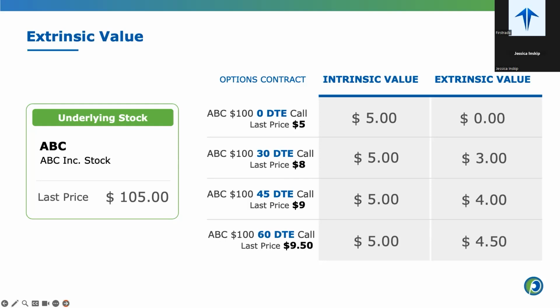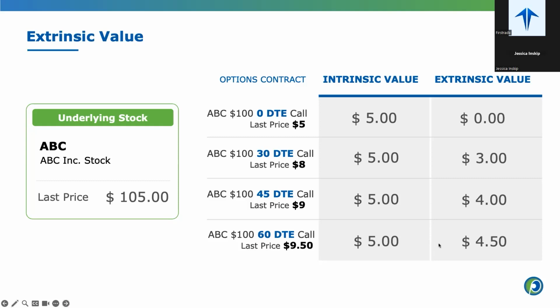Now, hopefully you made another observation here. First is these all had the same intrinsic value, which makes sense because they all have the same strike price. They all contain the right to buy 100 shares of ABC, different time frames though. And because they have different time frames, we have different extrinsic value. And what you might have noticed is that the time value component does not move in equal units.